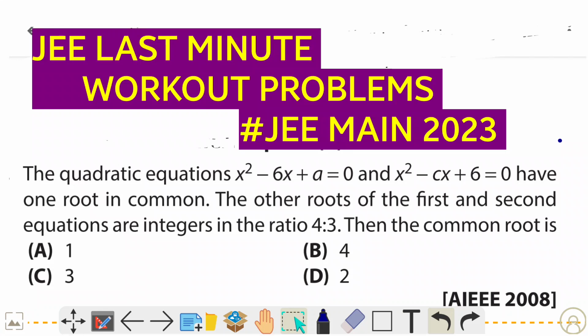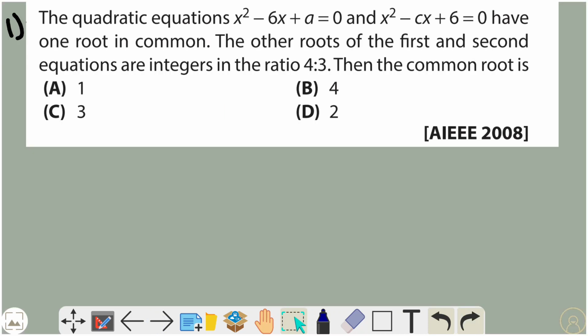So, JEE last minute workout problems. The problem is: the quadratic equation x square minus 6x plus a equal to 0, and another quadratic equation, x square minus cx plus 6 equal to 0, have one root in common. So these two quadratic equations have one root in common. In general, a quadratic equation has two roots.